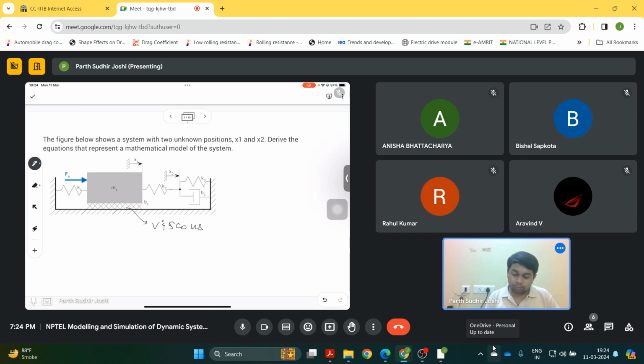So let us start drawing the free body diagrams of each component. Let us first draw the free body diagram of the block of mass m1. First there is a force Fe acting on the mass m1, and then what will be the other forces?